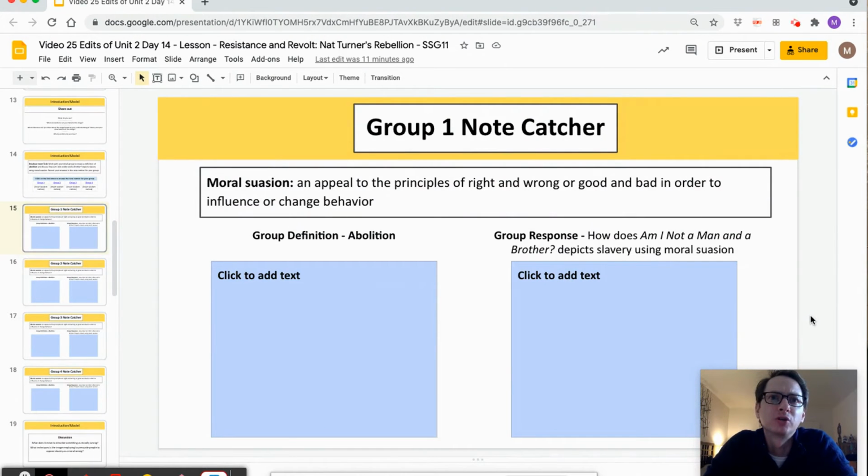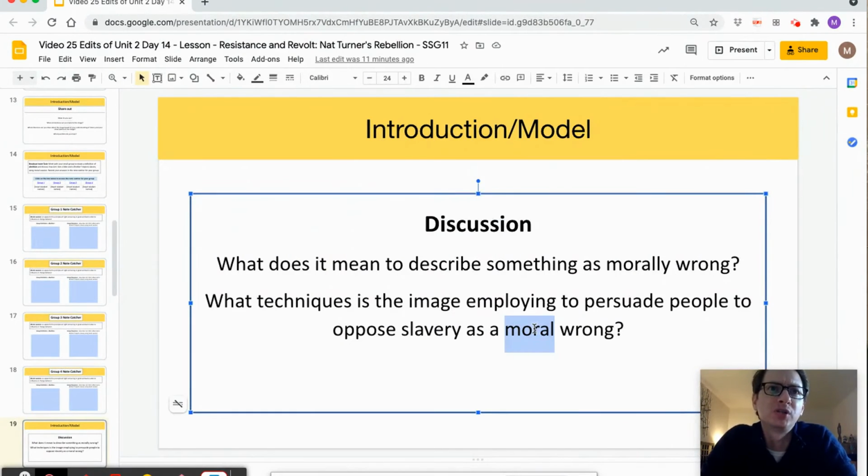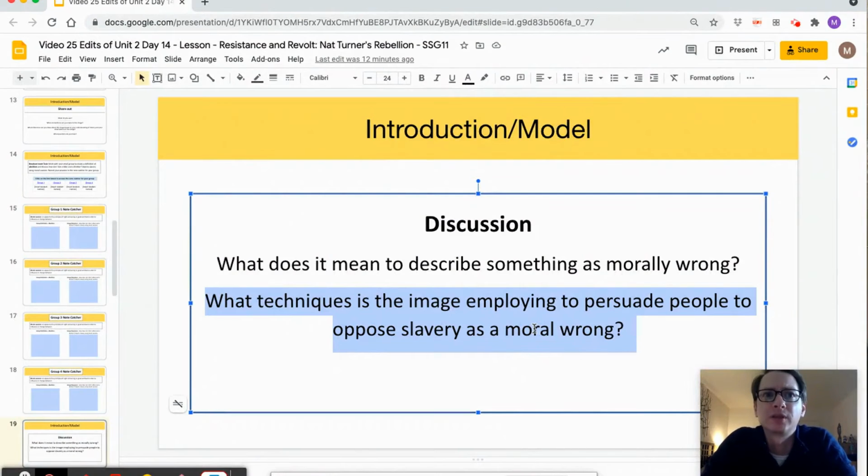Upon your return, your teacher will likely have you discuss these two prompts. And remember when I said that moral suasion is the words that a person uses to convince someone to do the right thing? Well, this is an image. So for this second question, you should not only use the words that appear in the banner below the individual, but also the manner in which the artist depicts the figure.